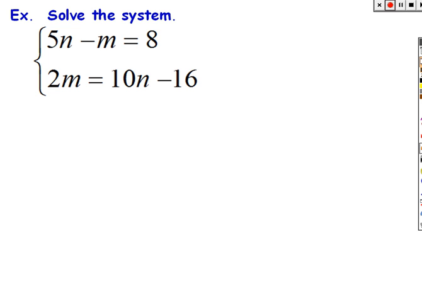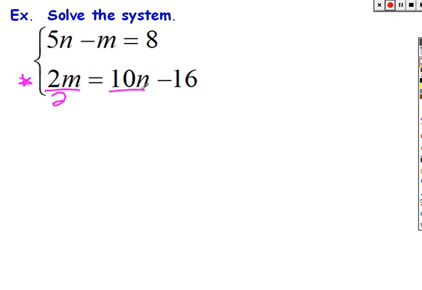So now let's look at something like this. Maybe pause the video and write this example down. And once you have this written down, let's follow this together. There's a couple different places I could start. I could probably solve for m pretty easily. But let's look at the second equation. Let's say I start here and I decide to solve for m.